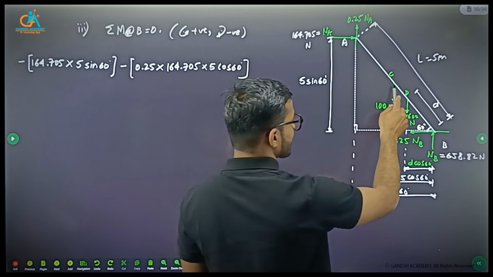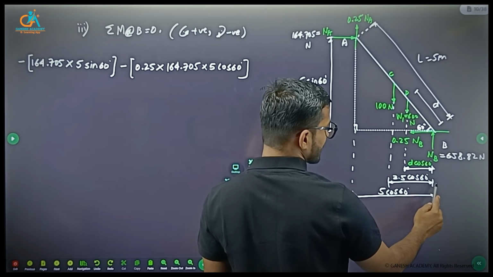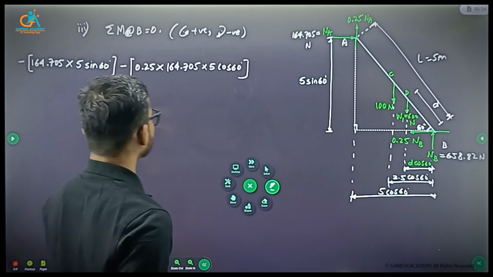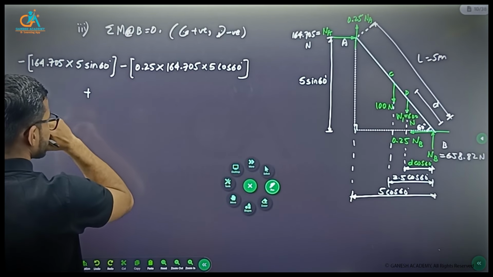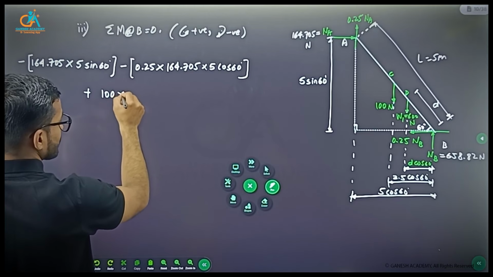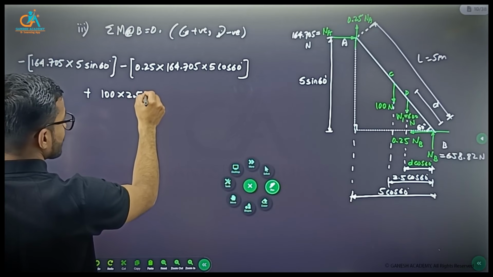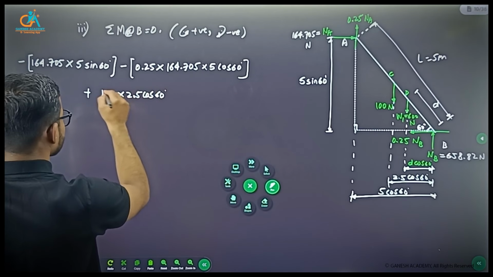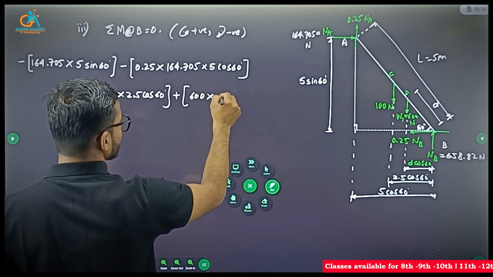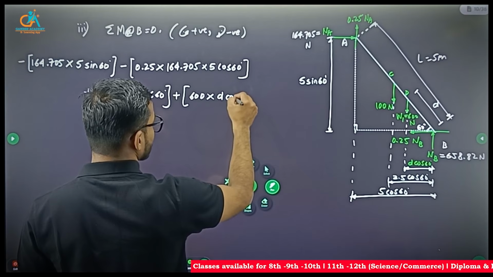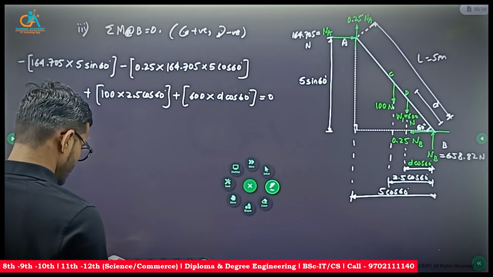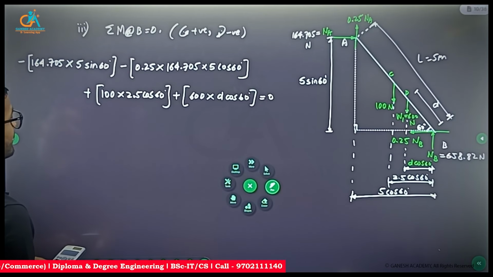Then for this 100 Newton perpendicular distance is 2.5 cos 60, and for this 600 Newton perpendicular distance is D cos 60, and anti-clockwise sense, that means positive. So 100 into 2.5 cos 60 and 600 into D cos 60. We can solve this for value of D.